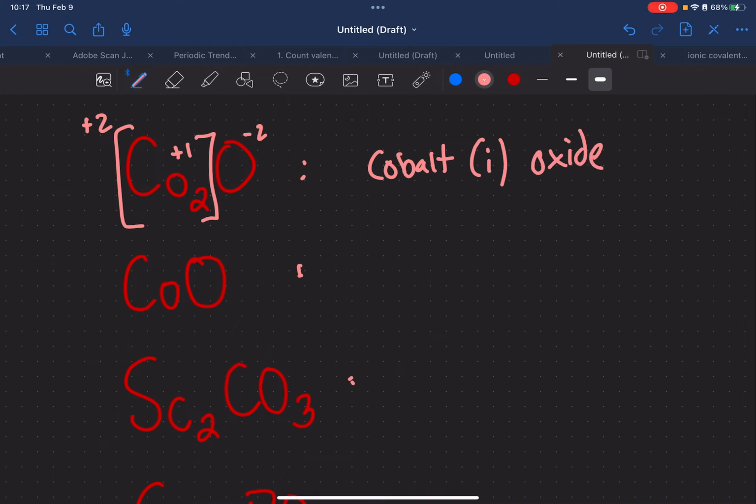Remember, there's no prefixes. I'm talking really fast. No prefixes in ionic compound names. So this is not going to be like cobalt monooxide or monoxide. Nothing like that.